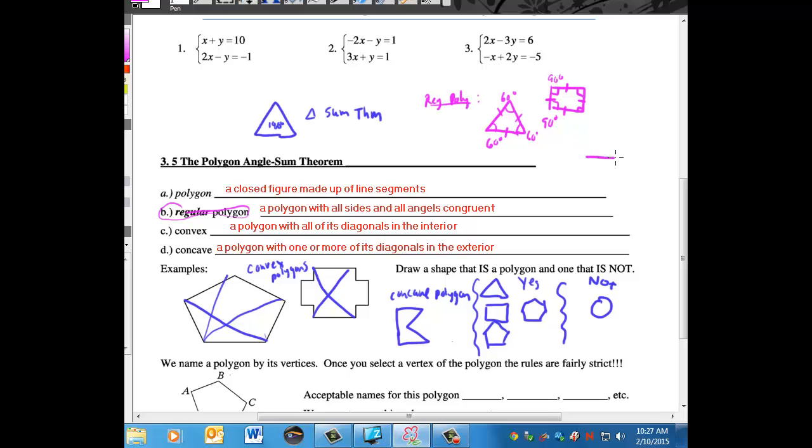Next, we can draw a pentagon. That is a regular pentagon. And that's kind of a bad drawing, but all sides are the same, and all angles inside are also the same. We can also draw a hexagon, 6 sides. And all sides are each congruent, and all angles inside are also each congruent. Alright, so these are the regular polygons.